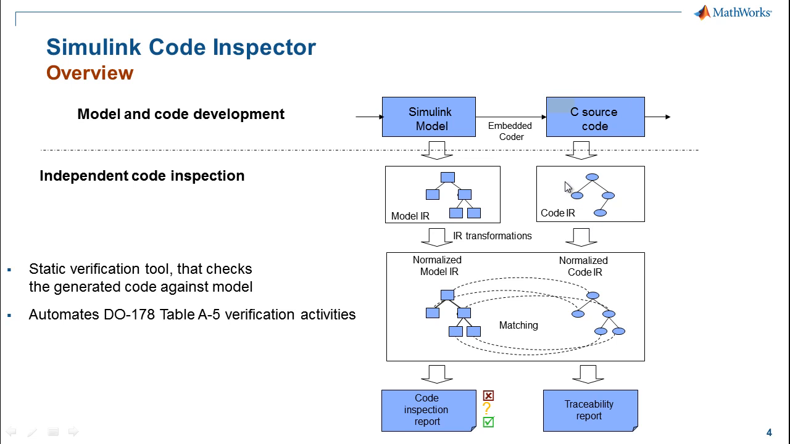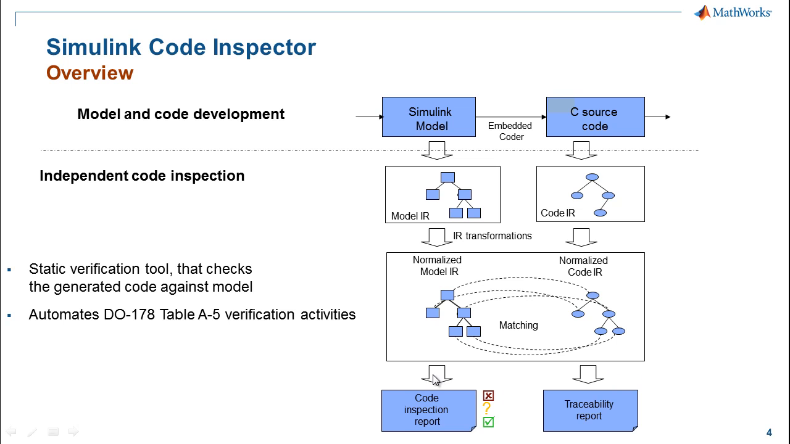Then it normalizes those intermediate representations so that it can do a comparison between effectively every operator in the model and every operator in the code. It then attempts to match those up to ensure that you have a one-to-one mapping between all of the constructs in the model and all of the operators in the code. Based on that matching activity, it will output two things. One, the traceability report, which we looked at in one of the previous webinars if you viewed that, and we'll look at it again very quickly now.